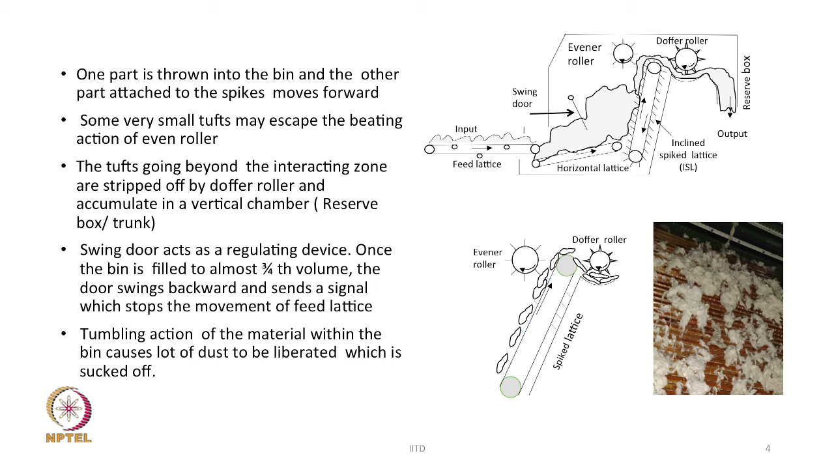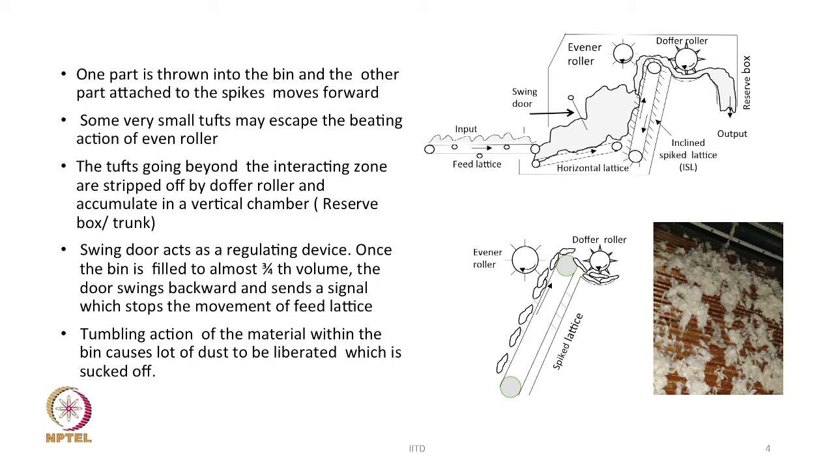The tumbling action which is continuously going on inside the machine will cause a lot of dust to be liberated also. Because right now there is not much cleaning, the tufts are continuously moving up, some of them are falling back, and the horizontal lattice is moving forward. So, there is a continuous tumbling action going on, and as a result a lot of dust will be liberated and the space within the machine will be filled with dusty air.